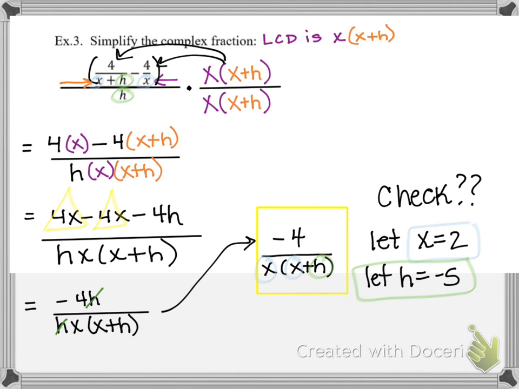Once you have numbers substituted in for all your variables, simplify the original complex fraction, and you can even just type it in on your calculator and get a numerical answer. It doesn't matter what the number is, but then also come down and do the same thing to your simplified final answer, plug in those same values for x and h, get a numerical answer, and as long as those numbers match, whether it's a fraction, a decimal, positive, negative, whatever, then you know your simplified answer is equivalent to the original expression, and you know you've simplified the complex fraction correctly.